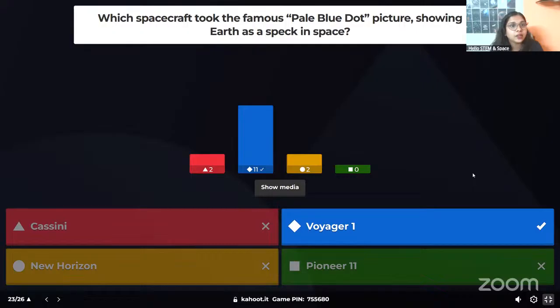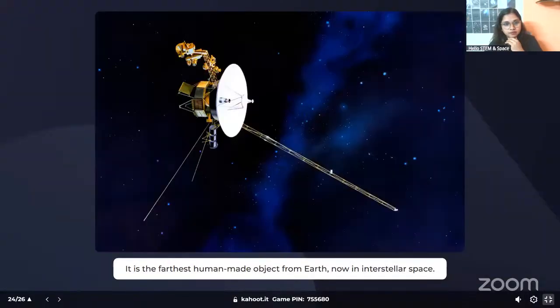This is a very famous picture taken by Voyager 1 in 1990. So I'll tell you about this picture and everything about it. But let's quickly see the scoreboard. Okay, before the scoreboard, I'll just tell you.